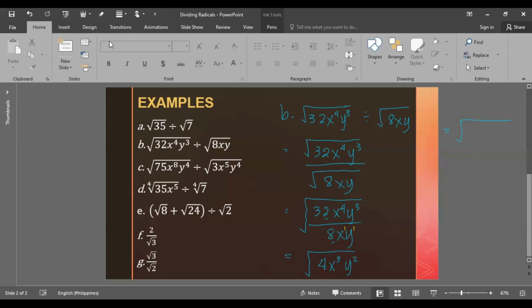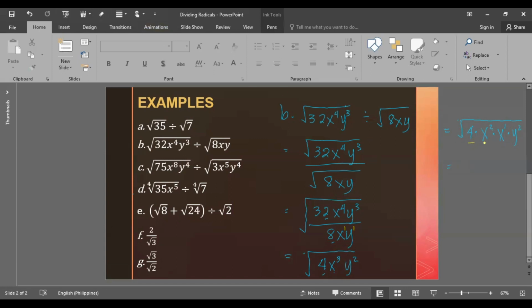Is 4 a perfect square? Yes. So just copy 4. Let's have x cubed. Is 3 divisible by the index, which is 2? No. So get the factors of x cubed, wherein one of the exponents of that factors is divisible by 2. So the factors are x raised to 2 times x raised to 1. Next, y squared. Is 2 divisible by 2? Yes. So just copy.